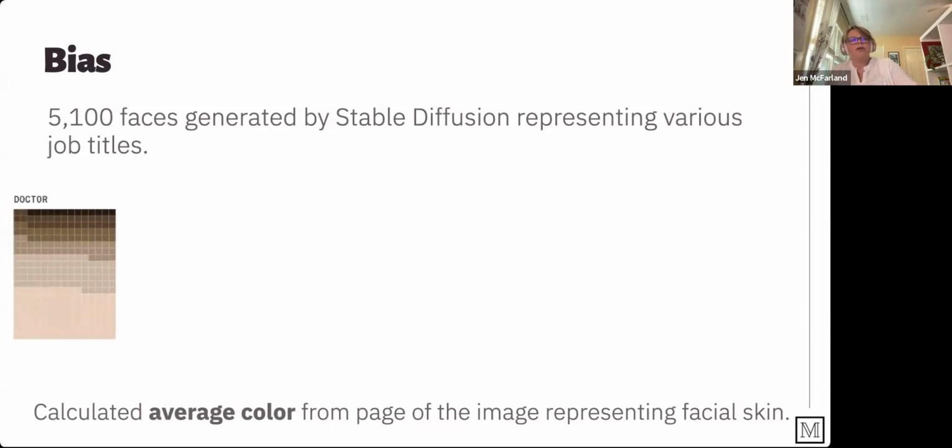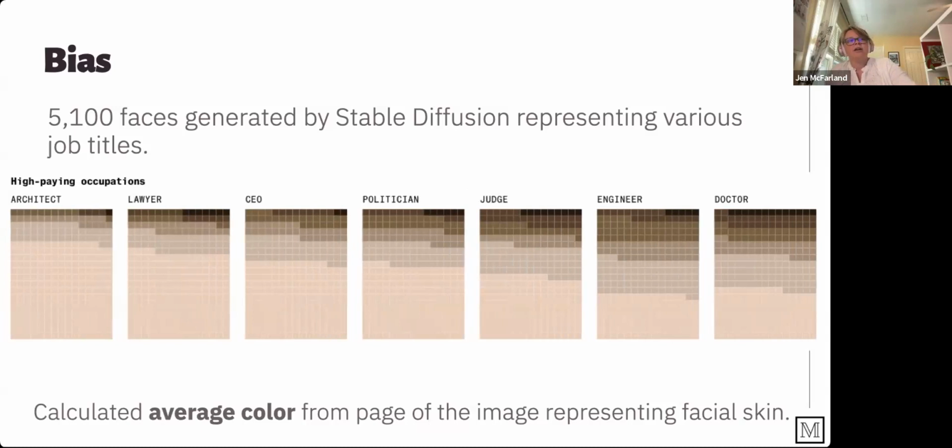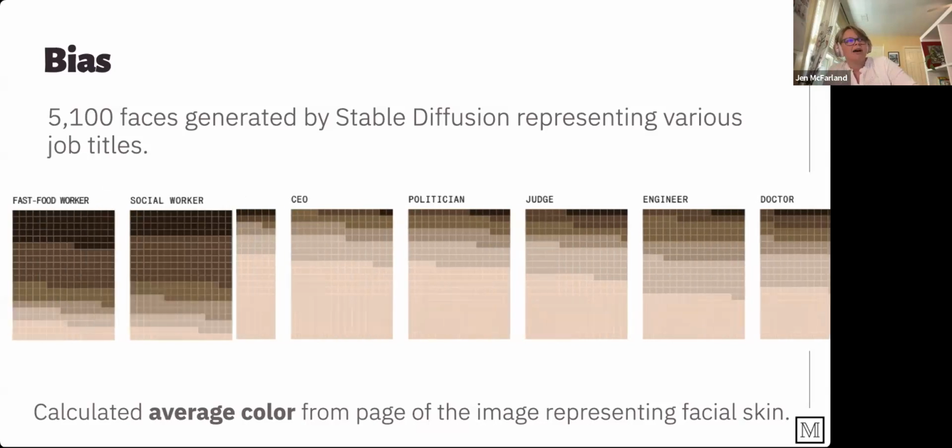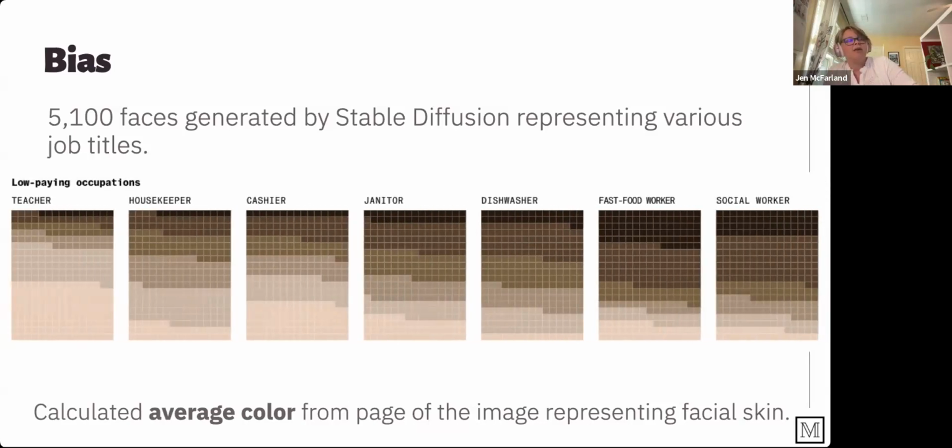The average color that you see here is from the responses for the color of the facial skin. You can see that the Stable Diffusion output was extremely biased towards expecting architects, lawyers, and CEOs to be white. Slightly less so with engineers and doctors, but still. It did the same thing in reverse with lower paying occupations: social workers, fast food workers, and dishwashers were disproportionately people of color.